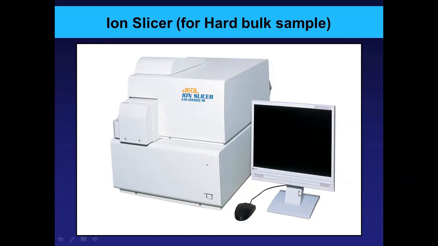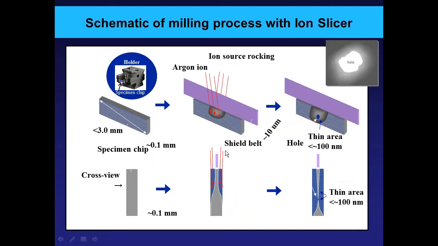This is the appearance of the ion slicer instrument. The specimen is prepared with a length of about 3 millimeters and a thickness on the order of 0.1 nanometer. Inside this instrument, here is a protection belt. Above it, there is an ion source tilting. Then the ion beam is irradiated according to the shadow of the shadow belt. Here a small hole can be obtained.